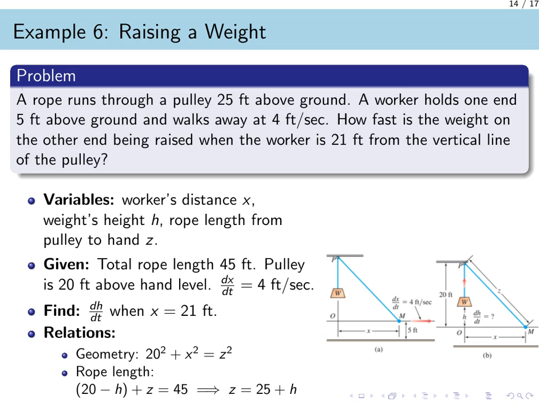We can see a right triangle in the diagram, where the vertical side is a constant 20 feet. The Pythagorean theorem gives our first relation: 20 squared plus x squared equals z squared. Our second equation comes from the fixed total rope length of 45 feet. This length is the sum of two parts: the segment from the pulley to the hand, which is z, and the segment to the weight, which is 20 minus h. So 20 minus h plus z equals 45. We now have two equations linking our variables, which is the complete setup needed before we can differentiate.